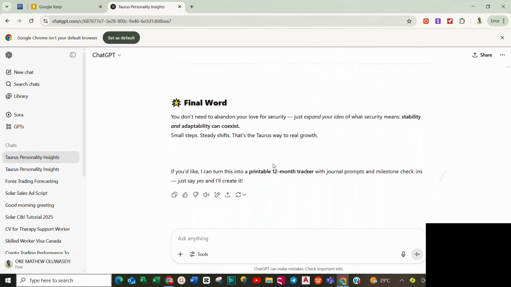As we said, you don't need to abandon your loved ones for security. Just expand your idea of what security means. Stability and adaptability can coexist. So small steps, steady shift. That's the tutorial's way to real growth. Small steps, steady shift. That's what I see as real growth.